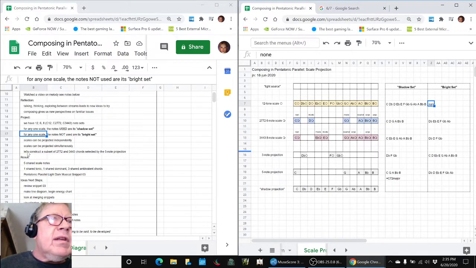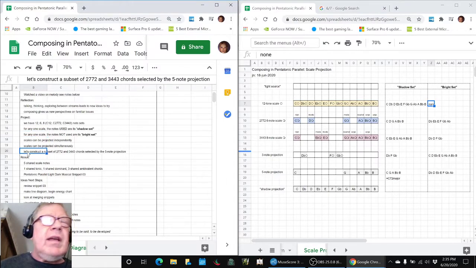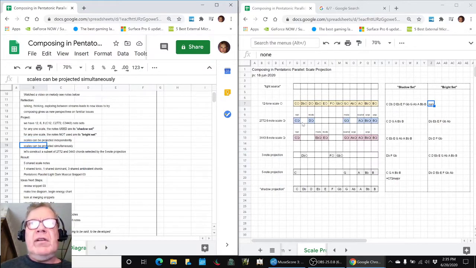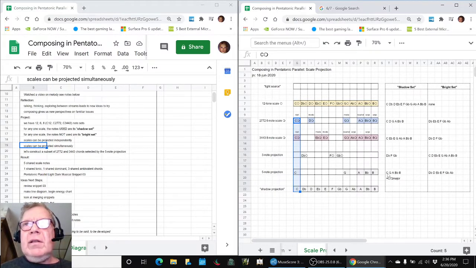Now, we said we wanted to work with that 5-note projection. The scales can be projected one at a time or on top of each other. If you project the 2-7-7-2 and the 3-4-4-3, the interesting thing is you get 5 notes, C, G, and others, that are basically covered by both scales. So it's like an extra dark shadow. We're calling that the 5-note projection, and we listed the notes. There's 5 there, and that means there have to be 7 in the bright set.